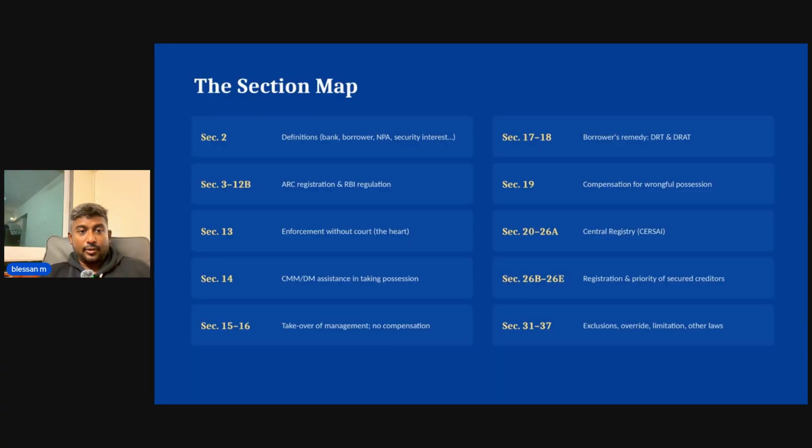Now we are going to talk about the section map. These are the most important things that you have to understand. Section 2 talks about definitions, and sections 3 to 12 are all about ARC registration and RBI regulations. Then section 13 talks about enforcement without the court. This is the core uniqueness of the SARFAESI Act, that without the intervention of court, the bankers can sell. Then section 14, that is CJM and DM's assistance in taking possession.